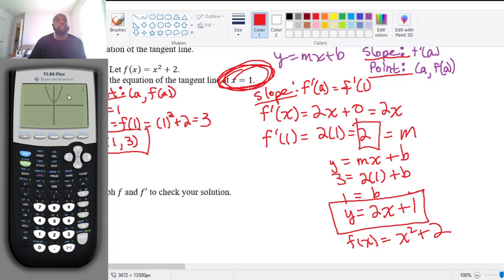So there's my parabola, and there's my tangent line. It's going to touch my graph right at x equals 1. Now it looks like it touches more, but it actually just hits it. My calculator is pixelated, so it's only going to be so precise, but my tangent line touches at x equals 1, y equals 3.